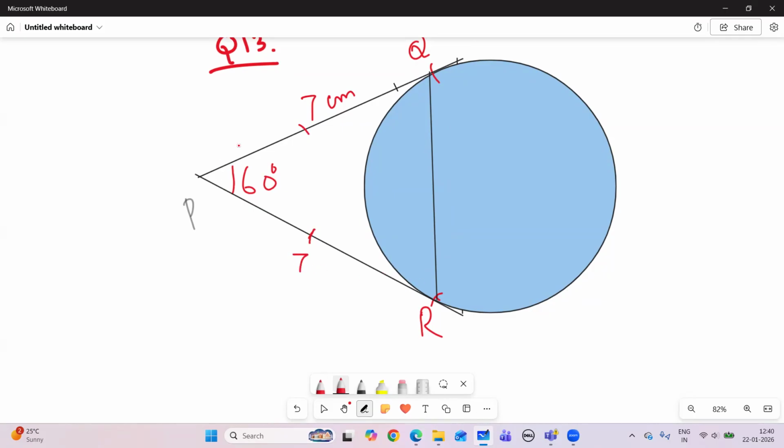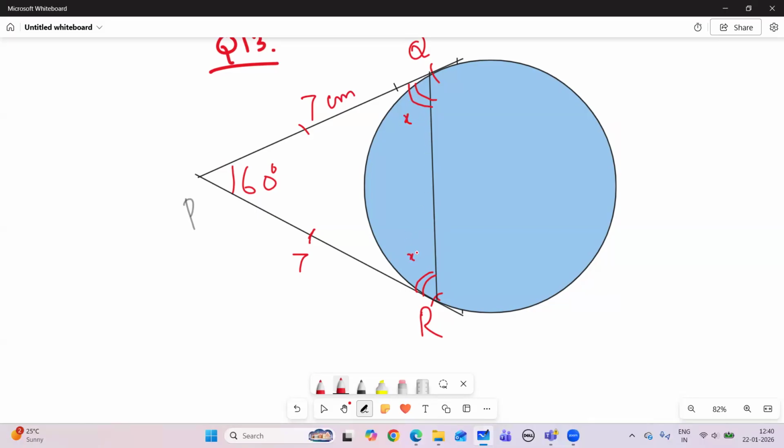Now, you will get the triangle PQR. And because these two sides PQ and PR are of equal length, they subtend equal angles at Q and at R. Angle Q is the angle opposite to this side. Angle R is the angle opposite to this side. Because PQ and PR are of equal length, they subtend equal angles at Q and R. Let this be small x.